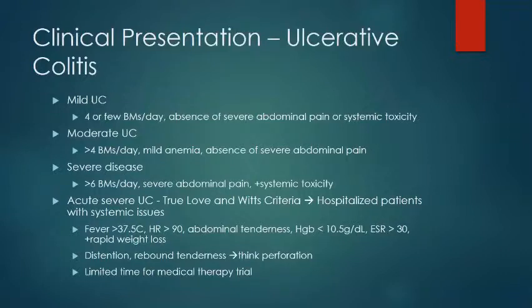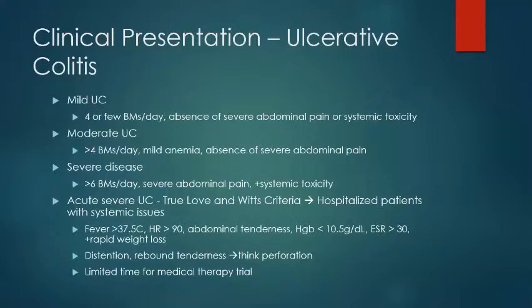In terms of stratifying these patients to help with therapy, UC can be classed into mild, moderate, severe, and then acute severe UC. Mild being 4 bowel movements or less, minimal systemic findings of white count, fever, and then absent abdominal pain or tenderness. Moderate UC, you're going to see more than 4 bowel movements per day, less than 6, so 4 to 6.